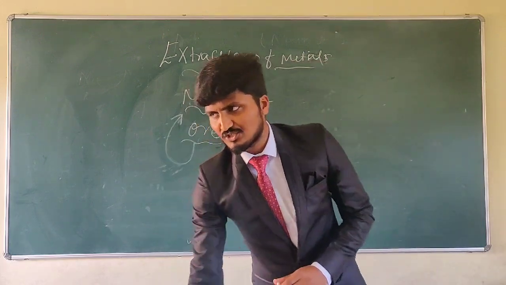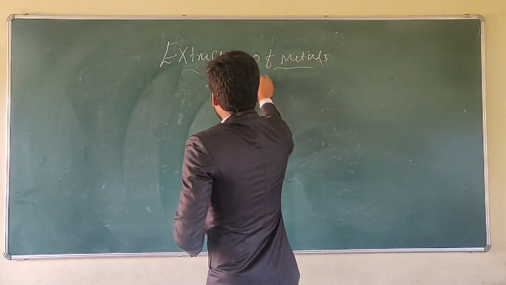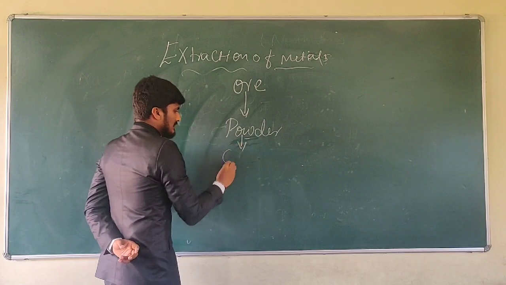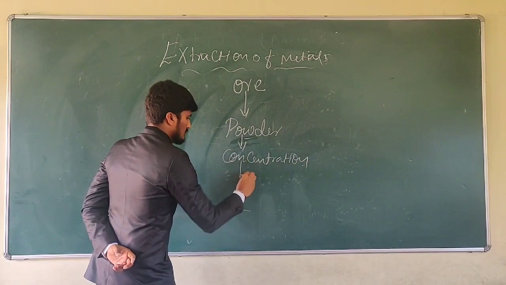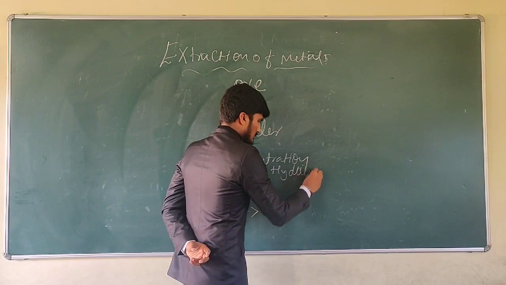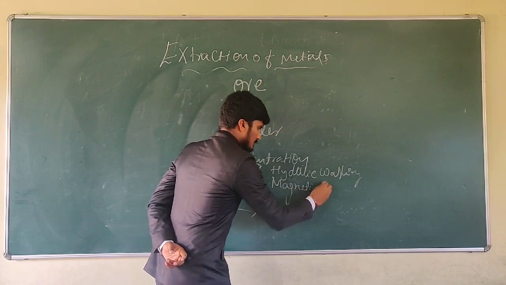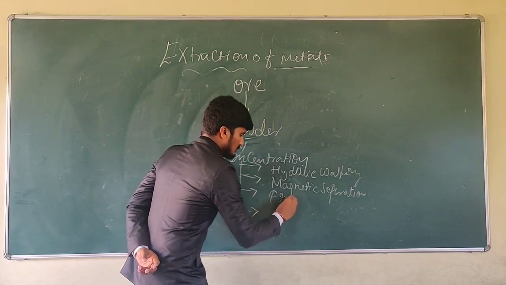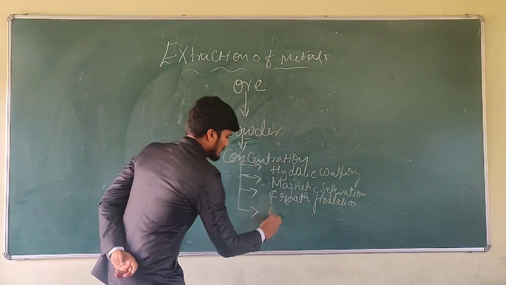So now, what is the procedure to extract the metal that we have to discuss? First you are going to get the ore. From the ore you are going to make powder form of the ore. Then concentration. In the concentration there are 4 methods. I will explain one by one: hydraulic washing, magnetic separation, flotation, and the last one is leaching.